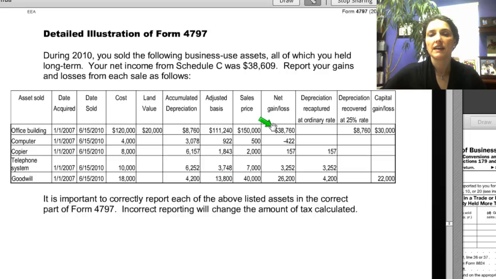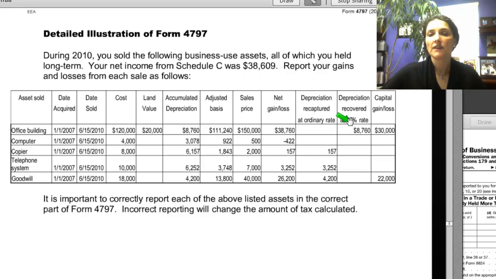So we essentially have a net gain. And how do we calculate that net gain? Well, we take the sales price and subtract out the adjusted basis. And you can see we have a net gain on the office building, a loss on the computer, a gain on the copier, a gain on the telephone system, and a gain on the goodwill. But we also have to take note of whether or not we had depreciation recapture, because depreciation is recaptured as ordinary income. And anytime we have a depreciation recapture, we know that we're going to need to report that sale or this part of the sale of that asset in Part 3 of Form 4797.